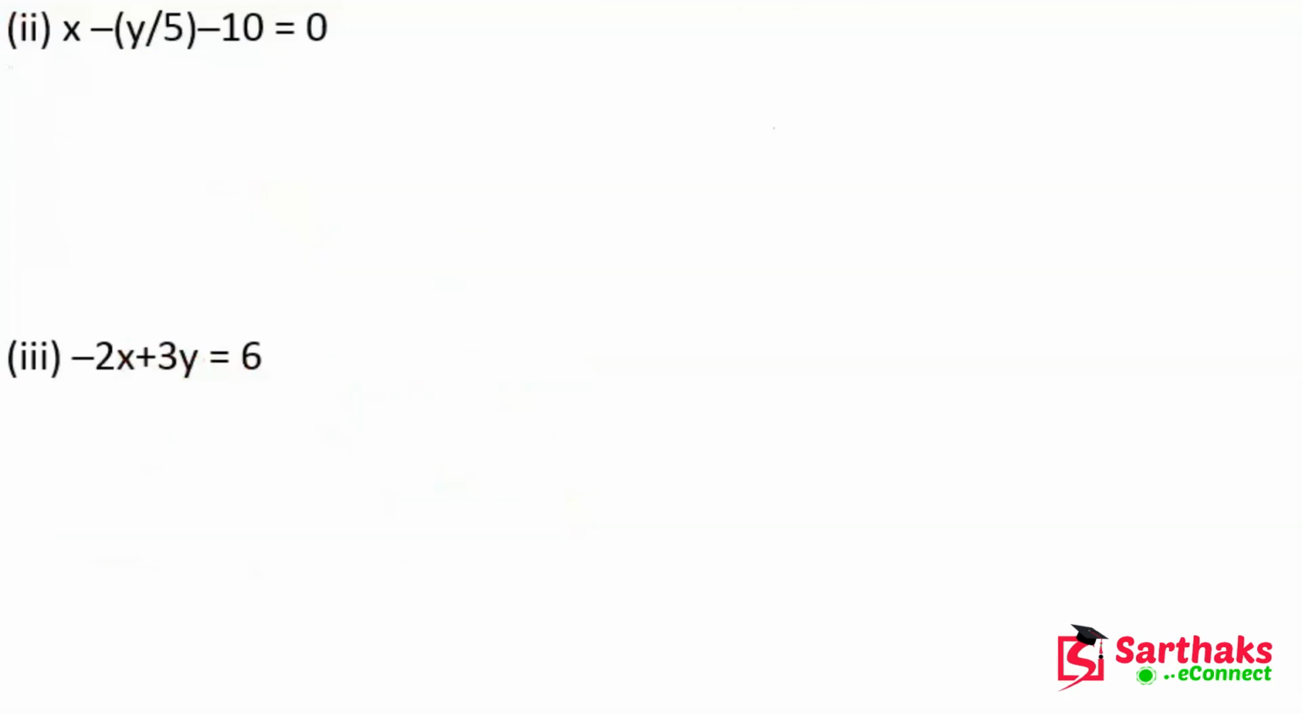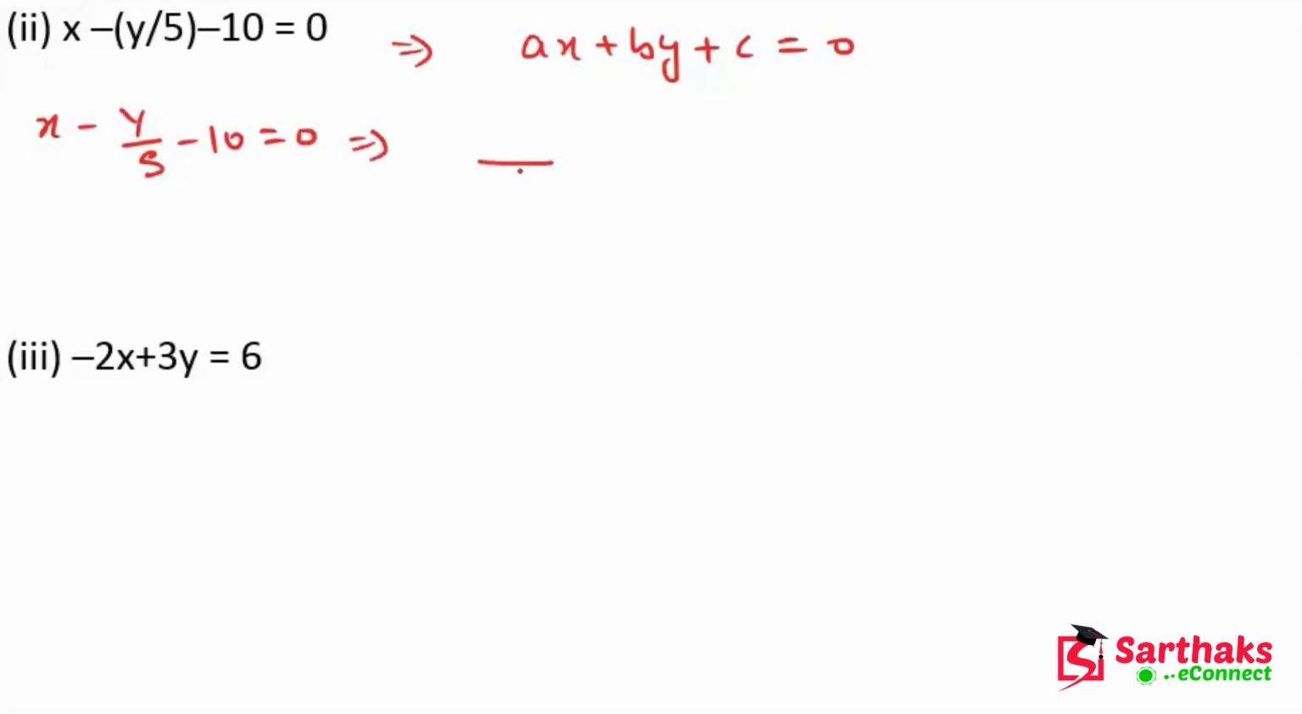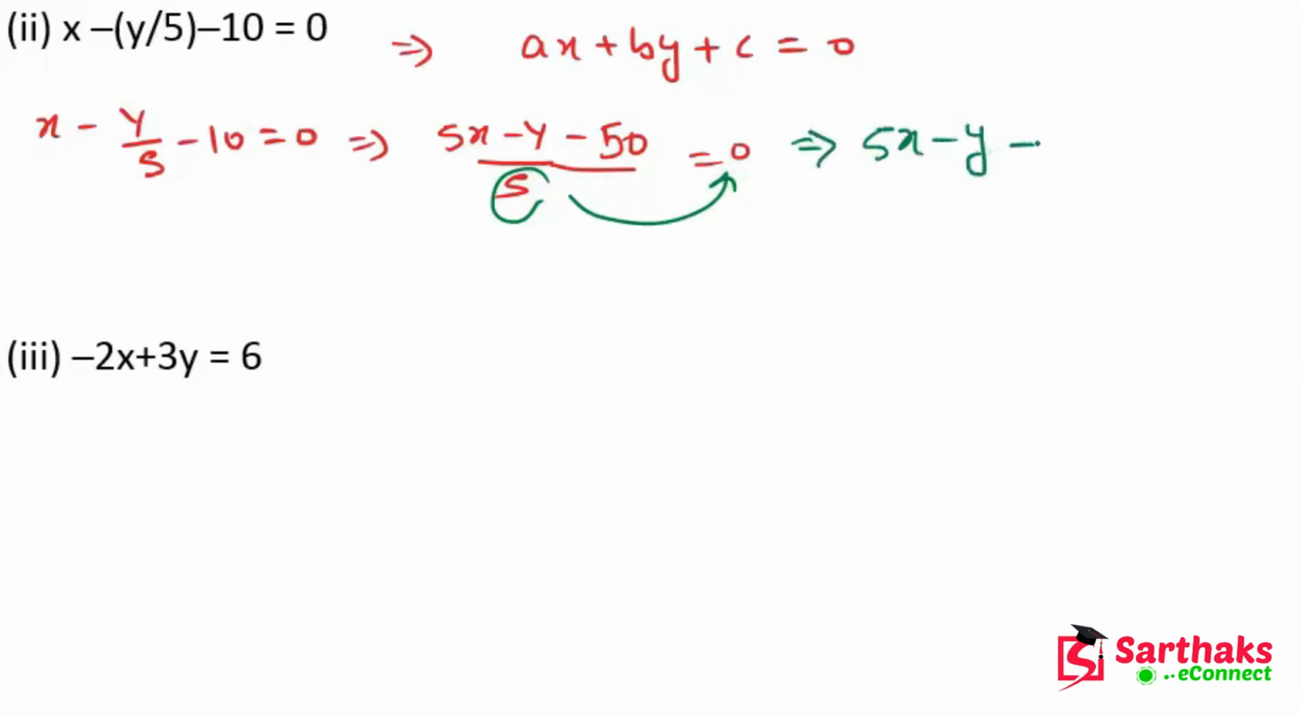Now we have x minus y upon 5 minus tan 50 is equal to 0. First of all, we have a standard form, ax plus by plus c is equal to 0. Now if we take the LCM 5, this will become 5x minus y, and this will become 5 into tan 50, and here is 0. Now this 5 will shift to the RHS and go in multiplication, so this will become 0 into 5 is 0. So we have 5x minus y minus 50 is equal to 0.